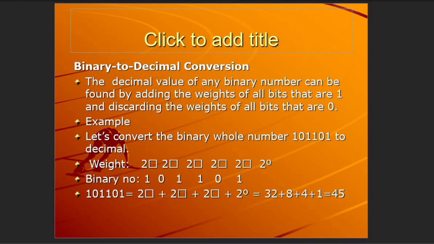Let's go further: binary to decimal conversion. This is an important thing. How do we convert binary to decimal? The decimal value of any binary number can be found by adding the weights of all bits that are 1 and discarding the weights of all bits that are 0. Simply, we multiply each bit by its weight and add all the numbers, and we get the decimal number.